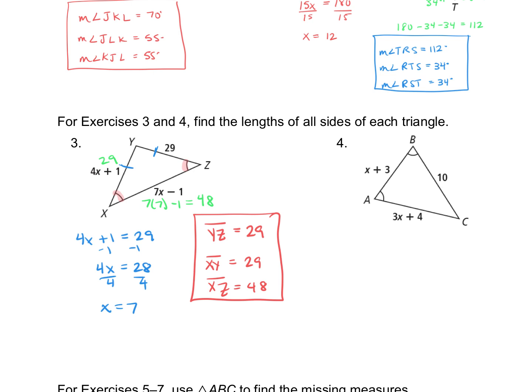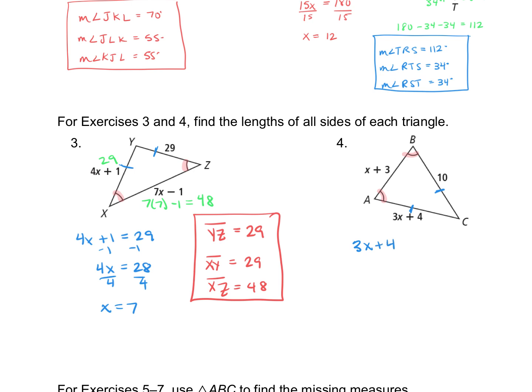All right, number 4. Let's find the lengths of all sides of the triangle. We notice that we have two congruent sides. So that means when you have two congruent sides, we have two congruent angles. That means we have two congruent sides. What are the two sides? Well, it's not going to be the side in between your two congruent angles. It is going to be the other two sides. So there's your equation. Anything we mark congruent, we can set equal to each other.